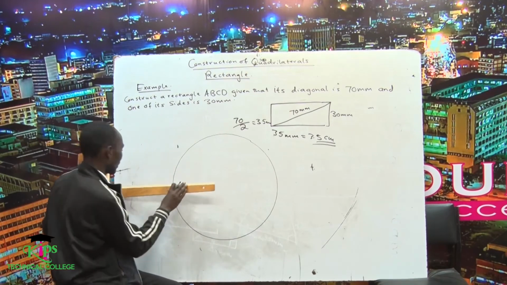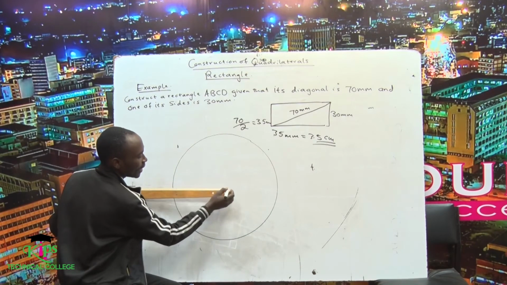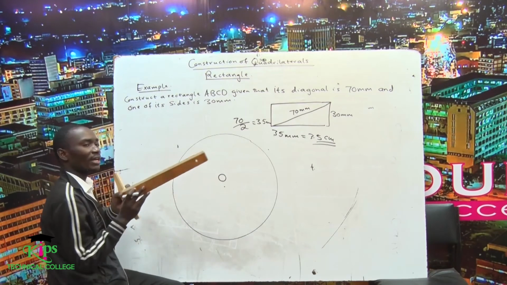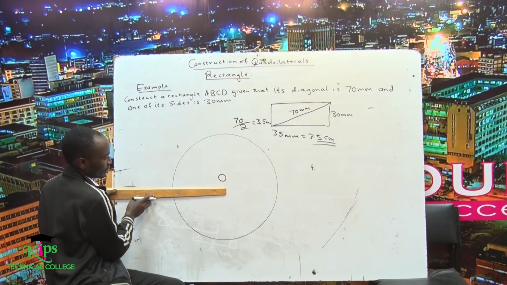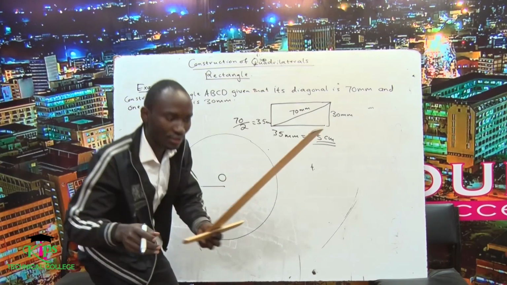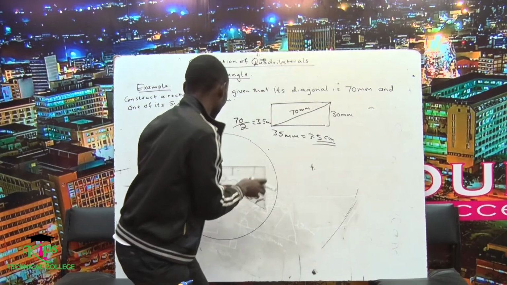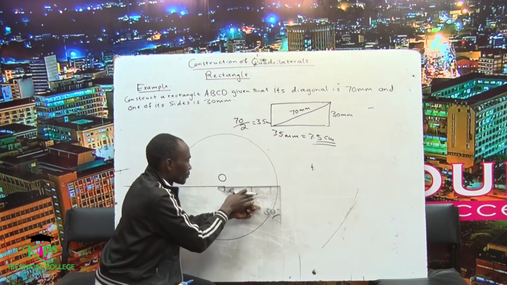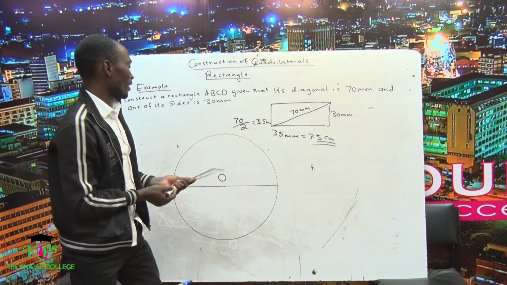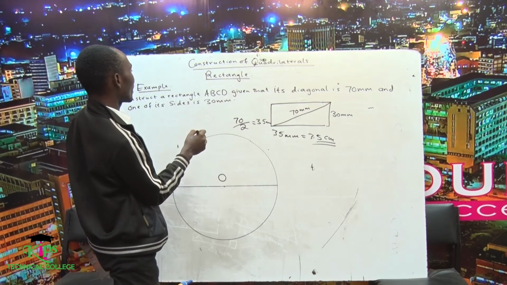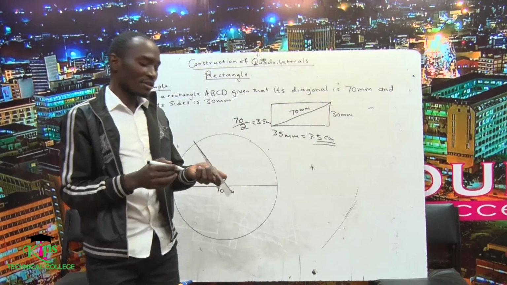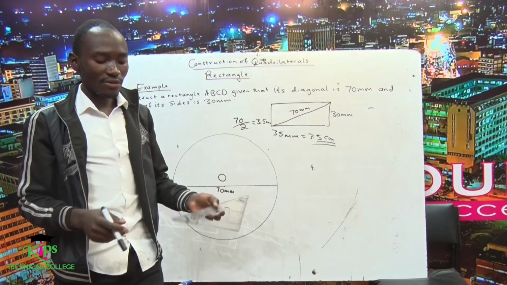Then again, with my T-square, you can see that it should be able to slide, and this is the center of my circle. Let me call it center O. That is the center of my circle. Now I will hold my T-square like this. Then let me extend my line using a ruler. So now that is the diameter of my circle, the diagonal of my rectangle. So this diagonal, it is 70 millimeters. So the diameter of our circle is the diagonal of our rectangle.